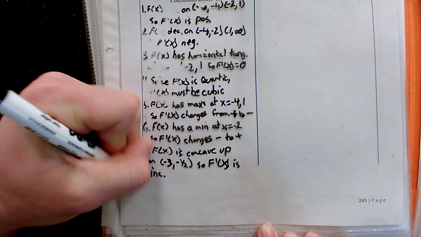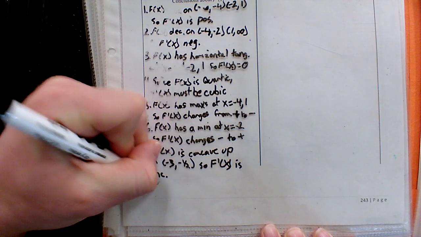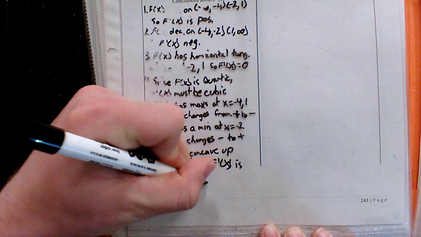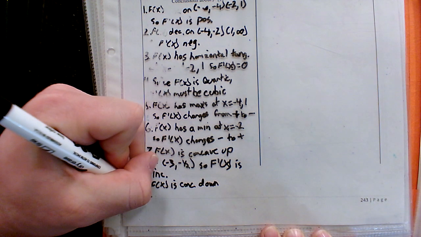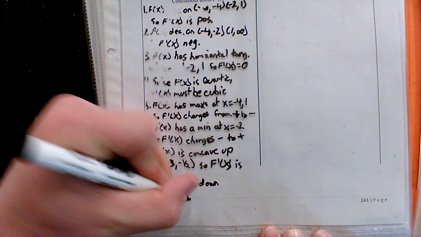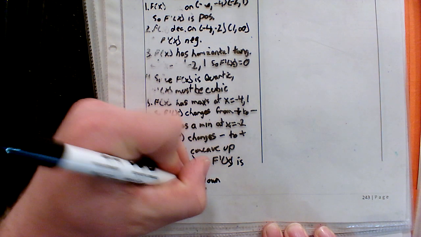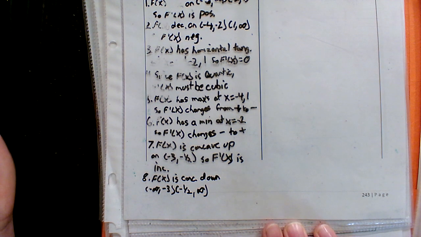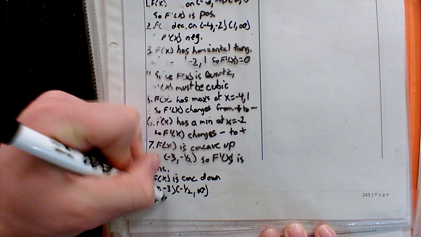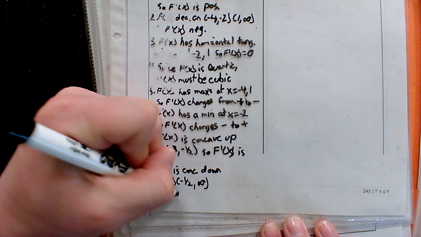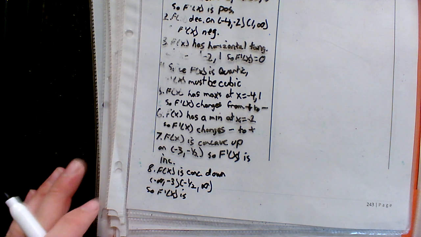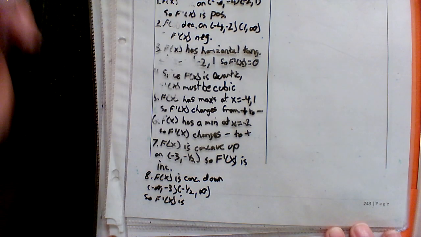All right, number 8. F of x is concave down from -infinity to -3, and -1/2 to infinity. So f prime of x is what? So think about the one we just did. Decreasing.